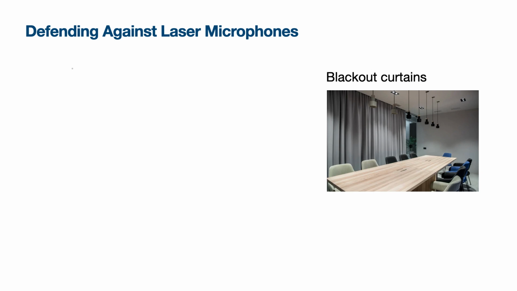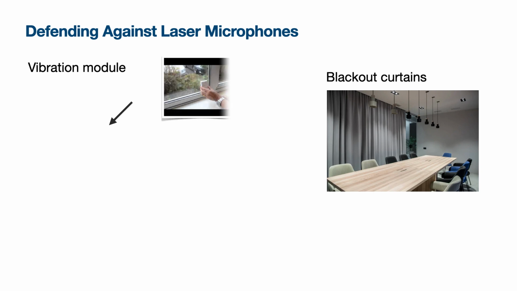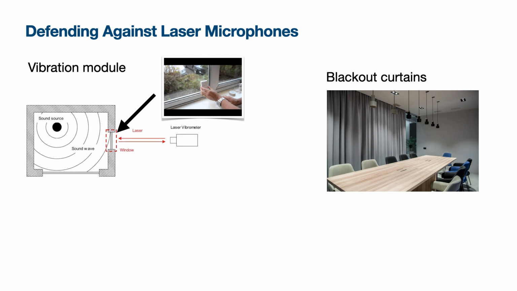The other way is to use vibration modules that are attached to the windows of the meeting room and create random vibration that basically creates unintelligible sound at the receiver of the laser wave. So this is also one of the ways to block this kind of technology.